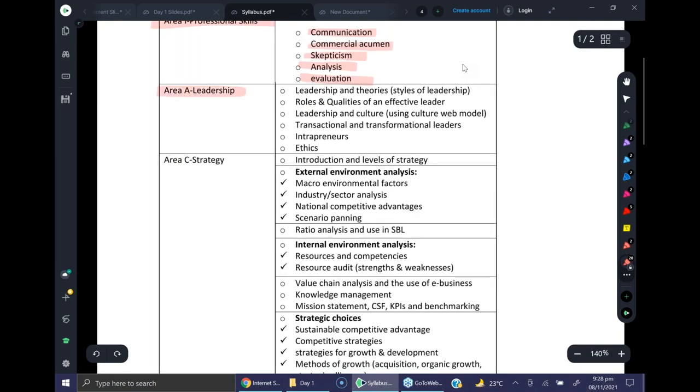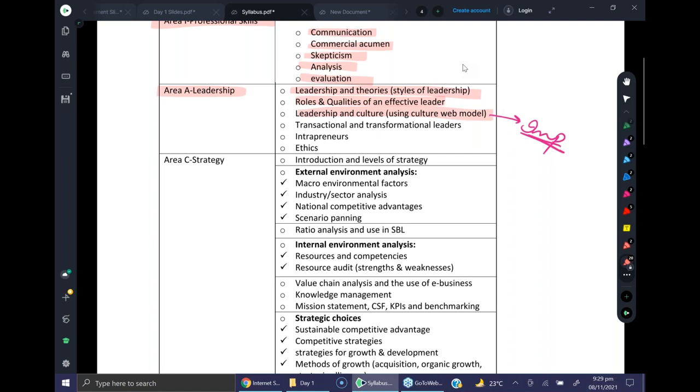Then syllabus area A, leadership, needs to be covered, where you cover the leadership theories, different styles of leadership, for example autocratic, democratic, roles and qualities of an effective leader, leadership and culture. Now this can be important. It was tested in specimen 3 of SBL, the discussion on culture, how leadership impacts the culture. There's this model, the culture web. You can use this model as well, but as I said earlier, models are not compulsory. You can or cannot use models. That's up to you. Frankly, there are many requirements of the exam where there is no model to fit in, so naturally then you are not using any model.